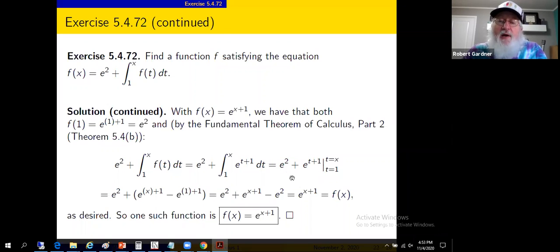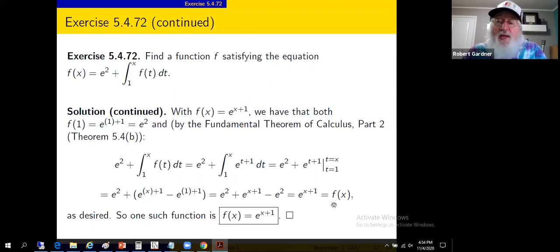So we'll have e squared plus e to the t plus 1. There's where we're doing the anti-differentiation. This was just a constant, evaluated from 1 to x. We'll plug in the upper bound. We'll subtract, plugging in the lower bound. The integral parts in these two parentheses here. That'll give us e squared plus e to the x plus 1 minus e to the 2. It's also e squared. Hey, those cancel out. You get e to the x plus 1. Now that is f of x, like it was supposed to be.